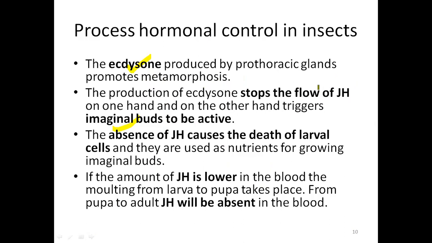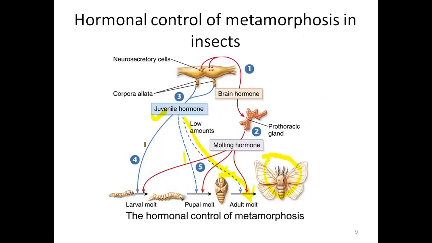Reduction in the activity of the JH causes the death of larval cells. And this disintegration or death of the larval cells, the dead cells will be used as nutrients for the growing imaginal buds. Now, if the amount of JH is lower in blood, the molting from larva to pupa takes place. From pupa to adult, JH will be absent. This we have seen in the previous flow chart where the concentration is higher, it is reducing, and it is least when there is development from pupa to adult.